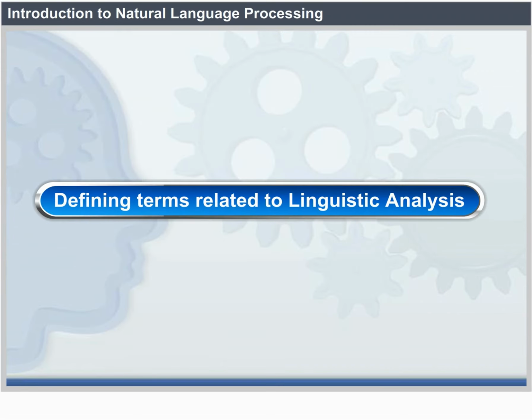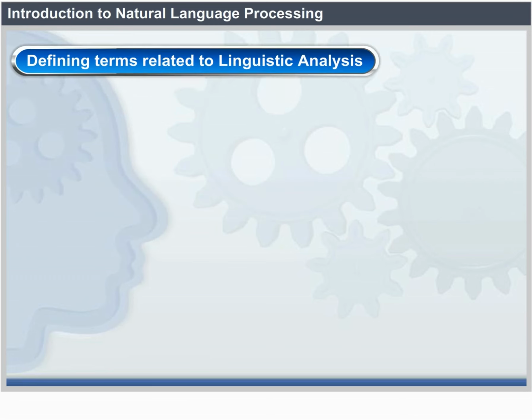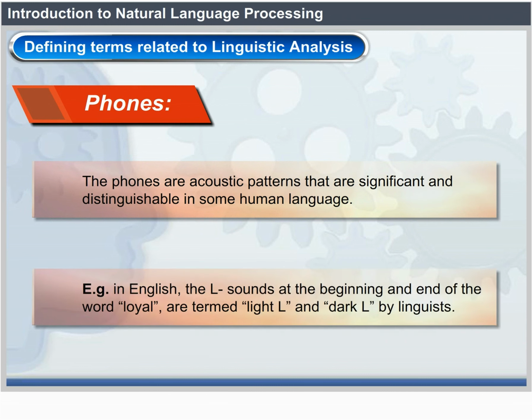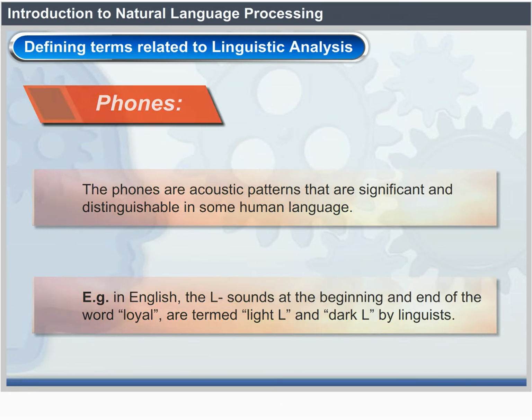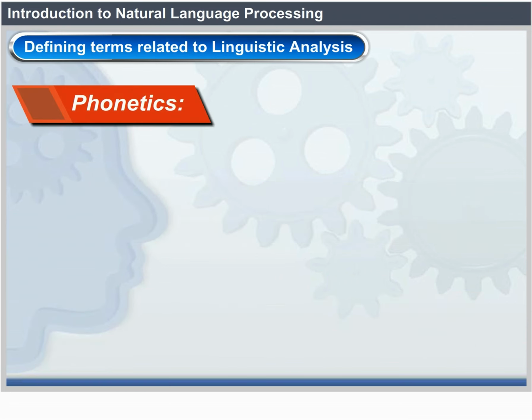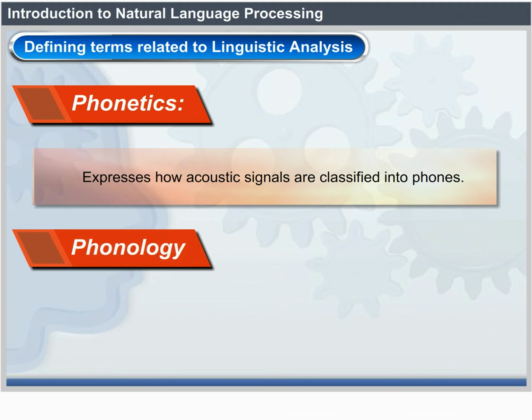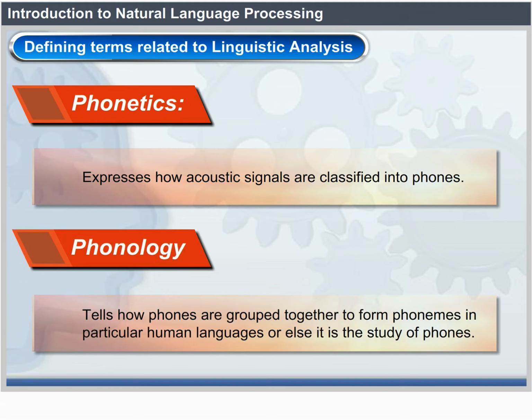Defining terms related to linguistic analysis. Phones. Phones are acoustic patterns that are significant and distinguishable in some human language. Example: in English, the L sounds at the beginning and the end of the word "loyal" are termed light L and dark L by linguists. Phonetics expresses how acoustic signals are classified into phones. Phonology tells how phones are grouped together to form phonemes in particular human languages, or else it is the study of phones.